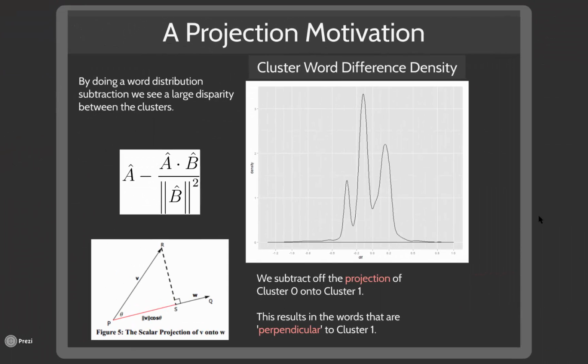So we want to know what the difference between these two clusters is. We can do a projection, and we can subtract off the projection of one word importance vector from another word importance vector.